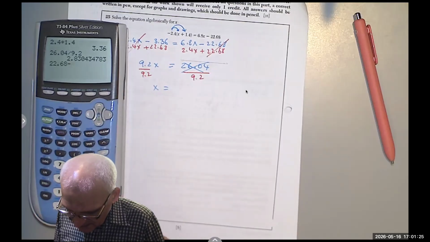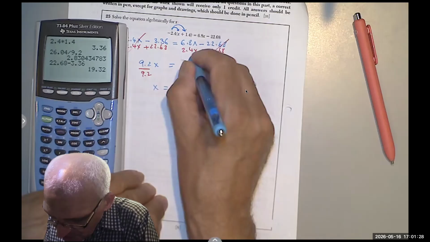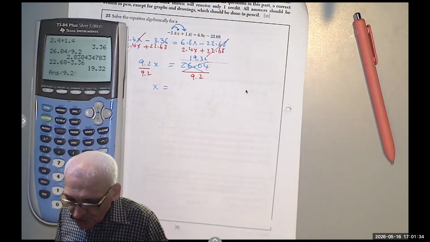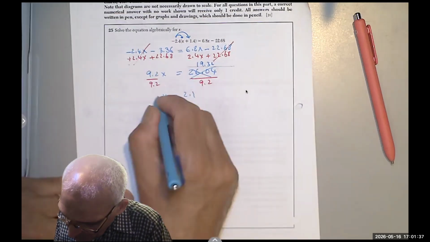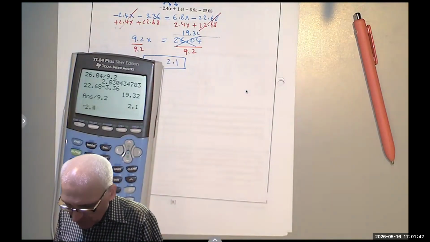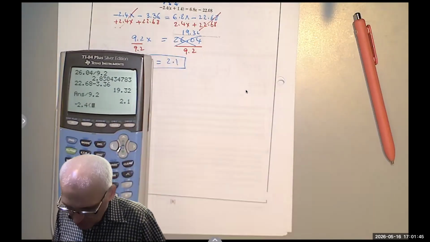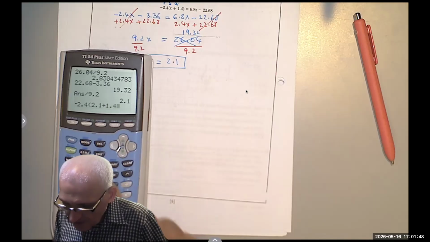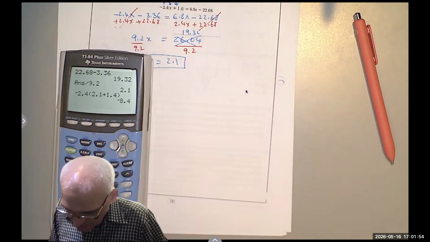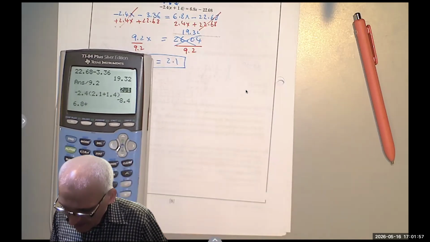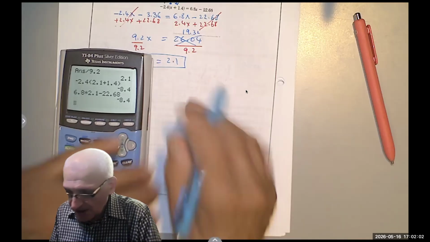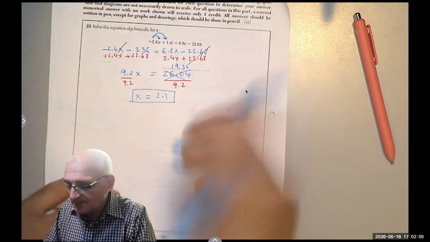2.268 minus 3.36 is 1.932. And then you divide 1.932 by 9.2, you get 0.21. So x is 2.1. Of course, you can go back and check. So you can say negative 2.4, you open the parentheses, you have an x, so you write 2.1, and you add 1.4, and you see, the left-hand side is negative 8.4. The right-hand side is 6.8 times 2.1 minus 2.268, and you get negative 8.4, so you checked your answer. You can write the check here, by the way.